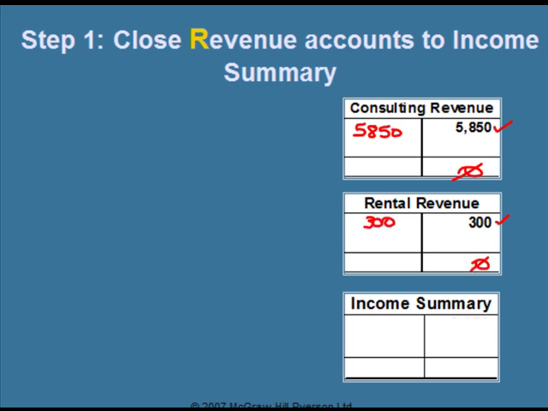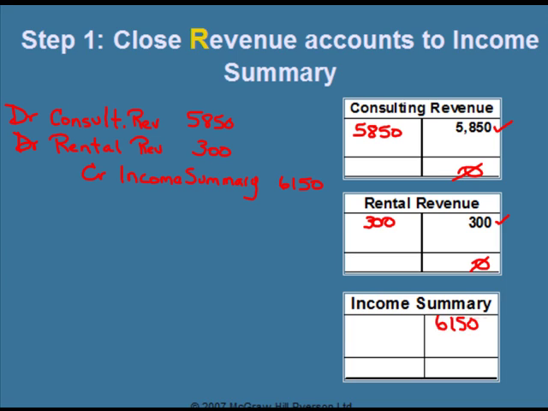When we prepare the journal entry, we would debit consulting revenue for the $5,850, and we're going to debit rental revenue for $300. And we know that when we create journal entries, we need debits and credits to balance. Our credit is to this new account called the income summary account, and we're going to credit the income summary account for the total of the debits. So that would be $6,150. That credit would go in the income summary account.